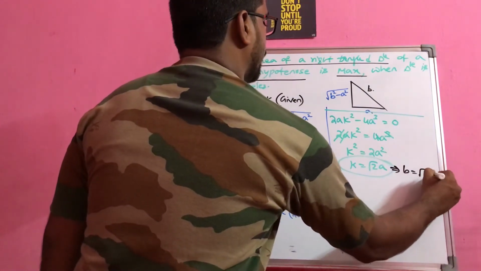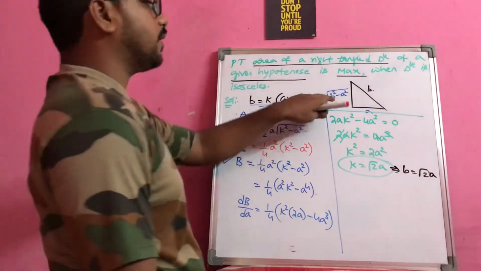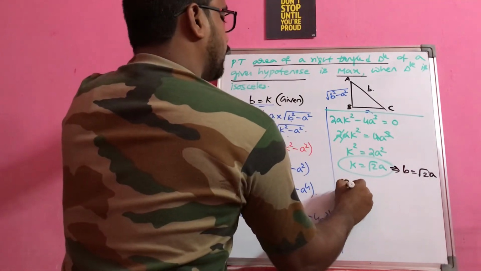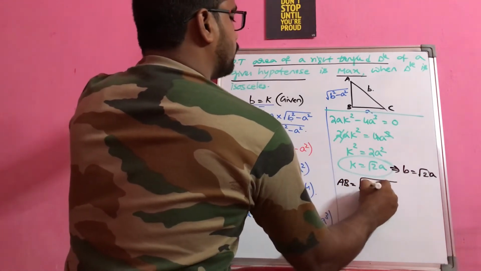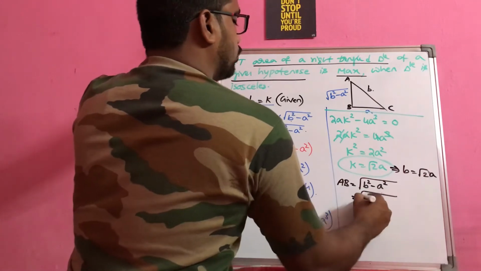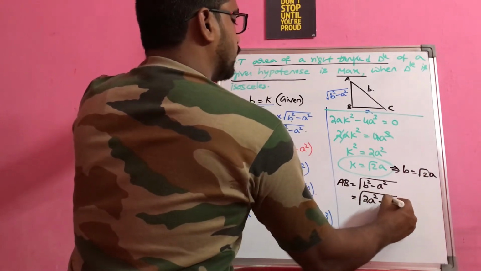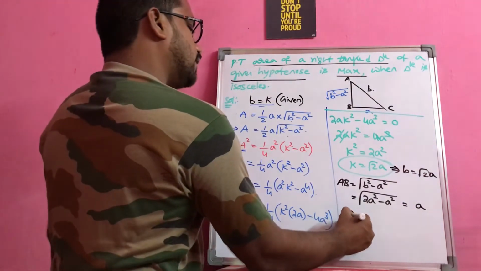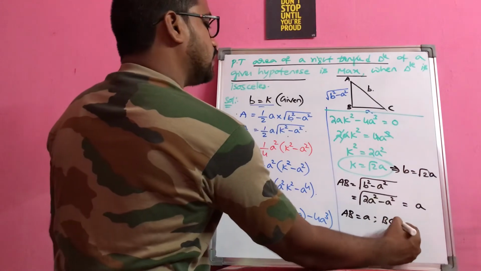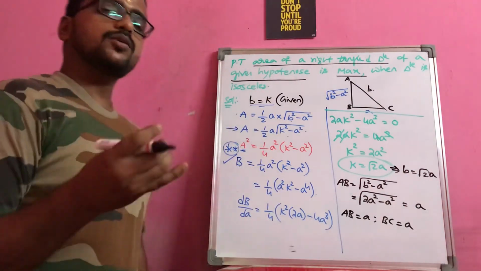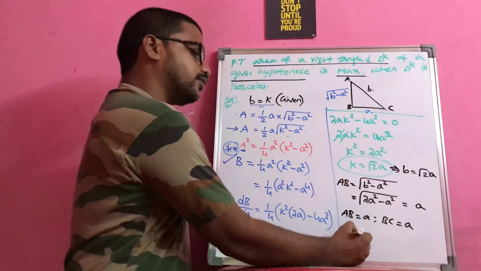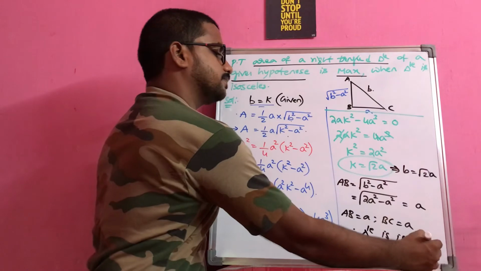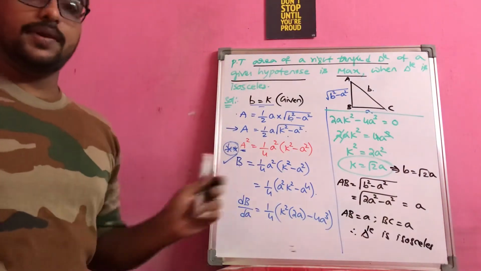So b equal to root 2a means this side, let us give the name ABC. If I find AB, which is equal to root over b square minus a square, which is equal to root over 2a square minus a square, I am getting a. So you have side AB equal to a and also BC is equal to a. So when AB equal to BC is equal to a, therefore you can call the triangle as isosceles triangle. Understood? So that is what their meaning is.